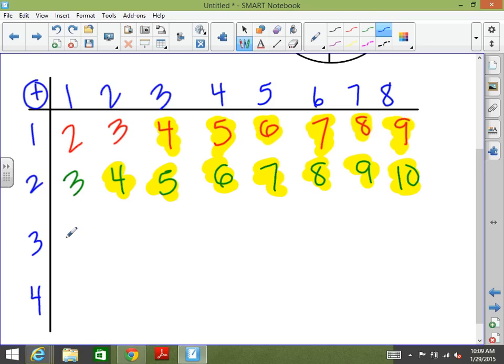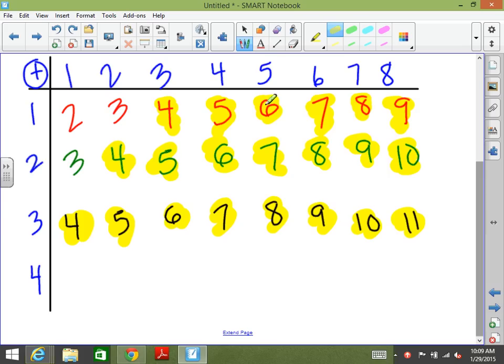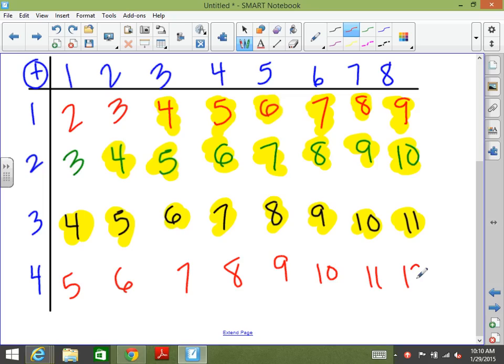Okay, next row. 3 and 1. 3 and 2. 3 and 3. 4 and 3. Then we get 8, 9, 10, 11. So we highlight numbers greater than 3. Okay, next, 4. 4 and 1. 5. Then we get 6, 7, 8, 9, 10, 11, and we highlight again numbers greater than 3. That would be all of these. Okay.